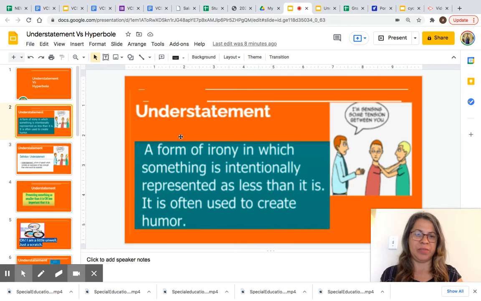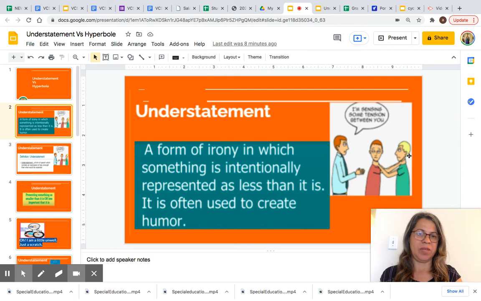What's understatement? It is a form of irony in which something is intentionally represented as less than it is. It is often used to create humor. Look at this image. What do you see in this image? Pause this video for a few seconds and think about what you see here. Okay, now I'm going to explain.